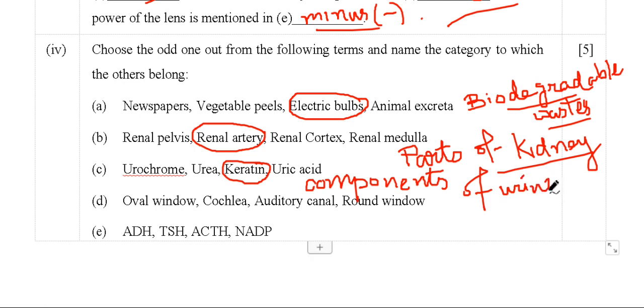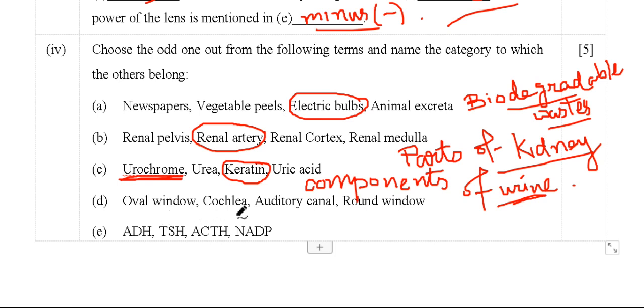Components of urine. The others are present in the urine. Urea, uric acid, these are the main excretory products, and then there is urochrome. This is the pigment. The color of the urine is mainly due to this urochrome pigment. So this is also present in the urine. So these are the components of urine.